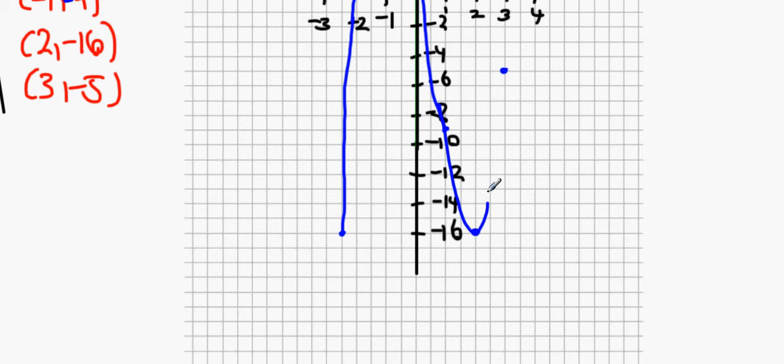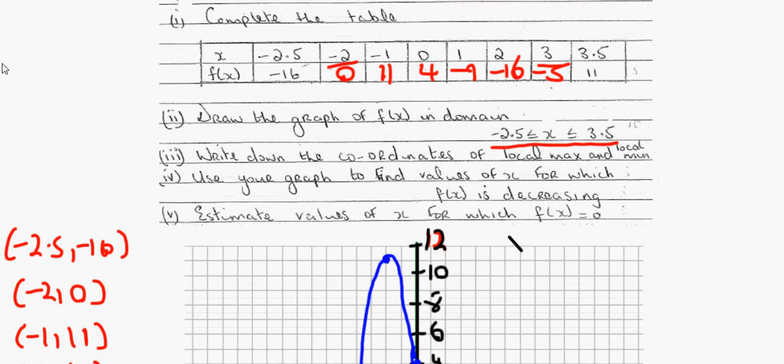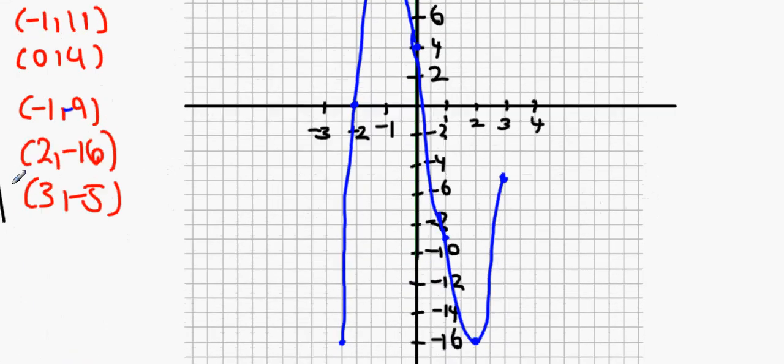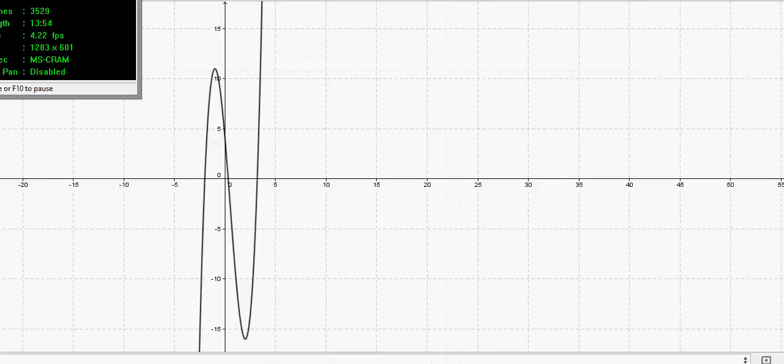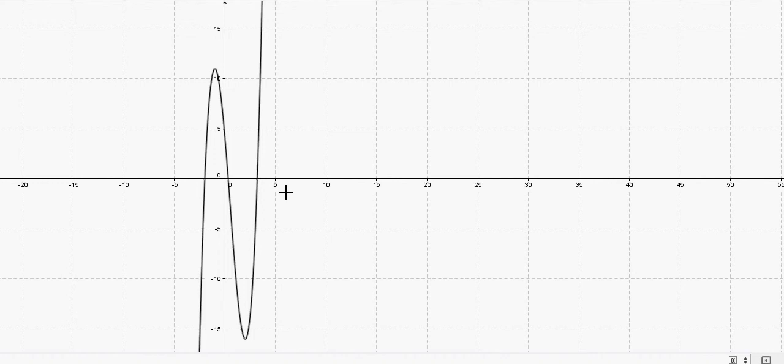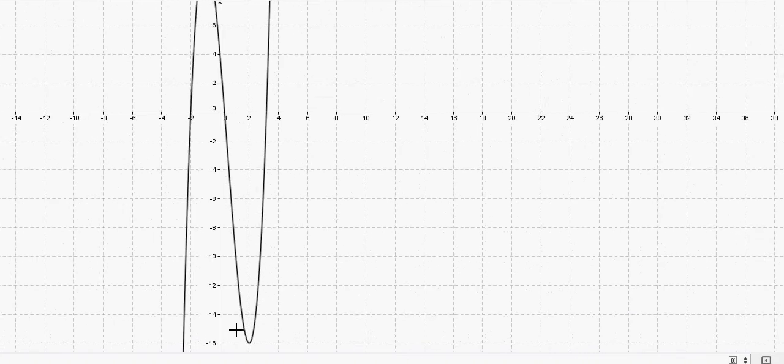All the way down to minus 16, and then all the way back up. Now we can see that this is a very sharp graph. So here we can actually see a GeoGebra representation of the graph we just drew, and you can see how abrupt the turning points are, the local maximum and the minimum turning point. You can see that they're actually very abrupt.